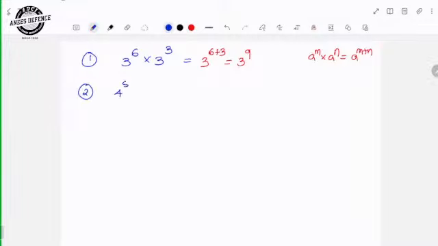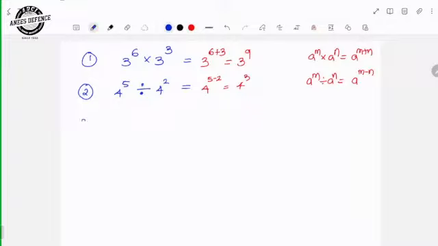Second question. 4 raised to 5 divided by 4 raised to 2. This can be done by a raised to m by a raised to n equals a raised to m minus n. So the answer will be 4 raised to 5 minus 2. 5 minus 2 is 3, so 4 raised to 3.